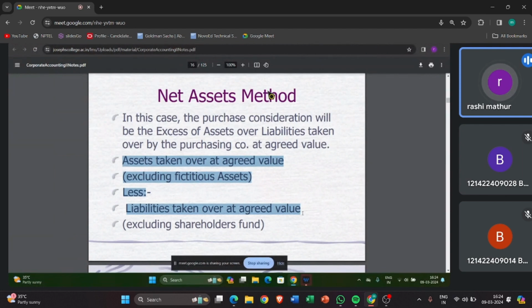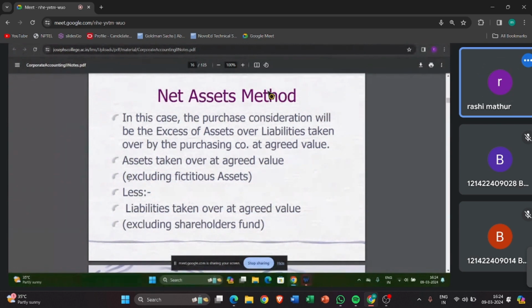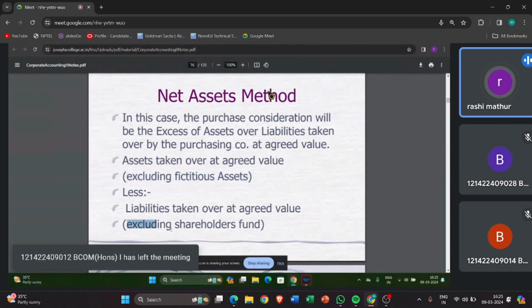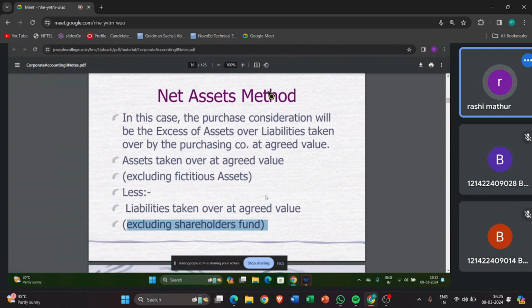So the second method of calculation, this we did in valuation of goodwill and also net assets, how to calculate. Same way. But what we have to remember is this. We should not take fictitious assets, excluding fictitious assets, and we should not take shareholders' funds. That is reserves, P&L account, all this should not be taken. Share capital, preference share capital, equity share capital, general reserve, capital reserve, statutory reserves, all of them should not be taken.